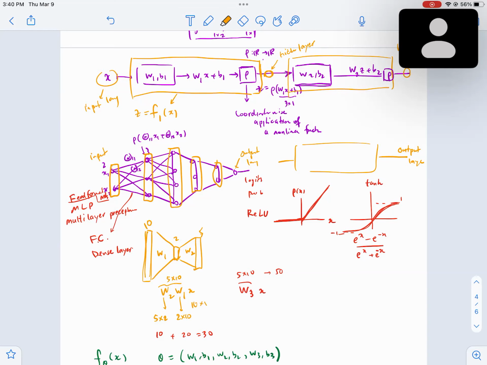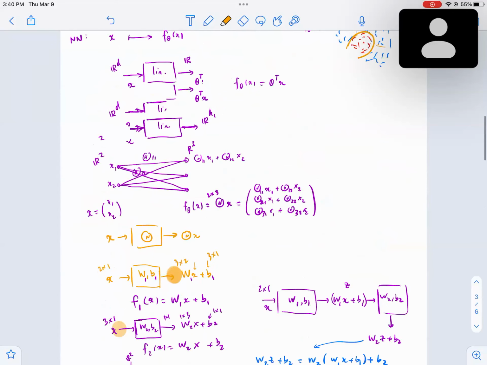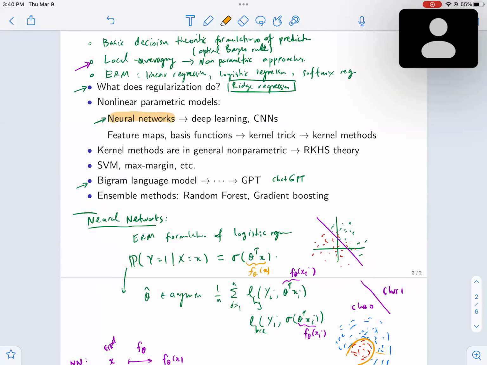So any questions about neural networks? There's one point about convolutional neural networks which I might come back to. Well, let's move on to some other method for now. I want to talk about the questions on neural networks.